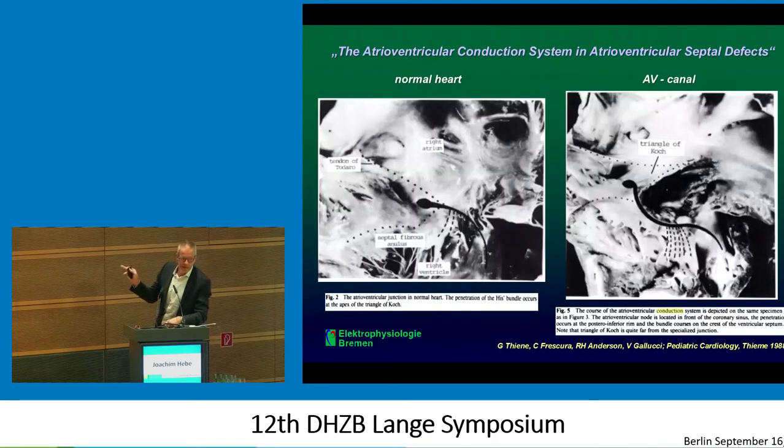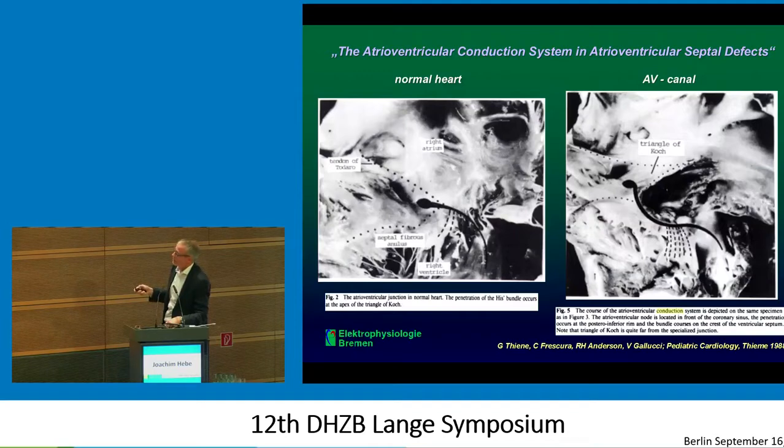And you have seen maybe these pictures, and you remember these pictures from Bob Anderson. This is the anatomy of the physiologic conduction system in a normal heart on the left panel, and here in the AV canal. And I just would like to go quickly through this again. This is the coronary sinus ostium. This is the fossa ovalis. This is the tricuspid valve annulus. This is the tendon of Todaro.